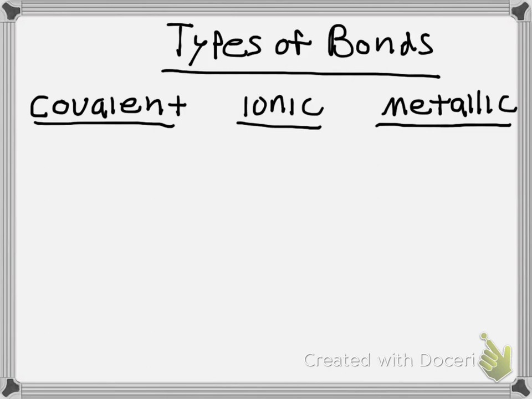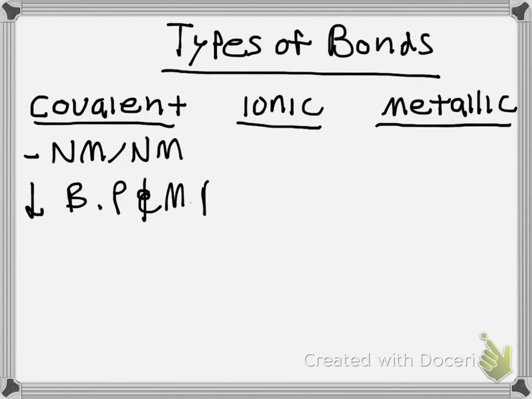To break it down into a simplistic manner, you can think of covalent bonds as just nonmetals bonded to more nonmetals. And it is just a sharing of electrons. And the only thing you really need to know about covalent bonds, which sometimes can be called a molecular bond, is that they have a very low boiling point, as well as a very low melting point. And that's something to keep in mind.